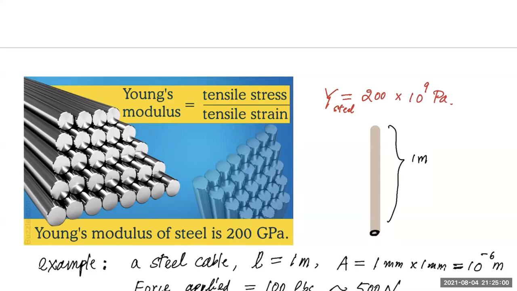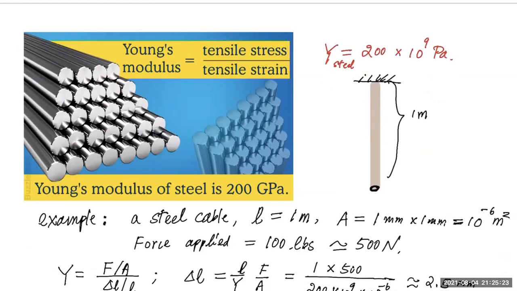It's not a very thick one. 1 millimeter is 10 to the negative 3 meters, so this is 10 to the negative 6 meters squared. Don't forget that squared here. And if we suspend a weight under this cable, this is the ceiling, and now I'm going to pull it with a weight. This weight is 100 pounds. It's quite a lot actually.